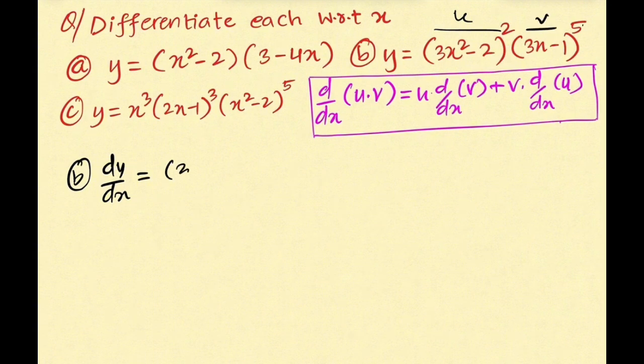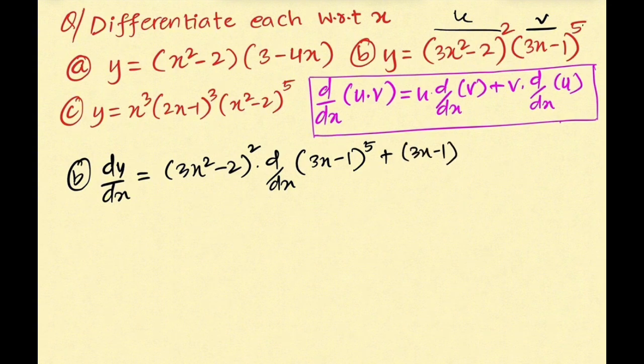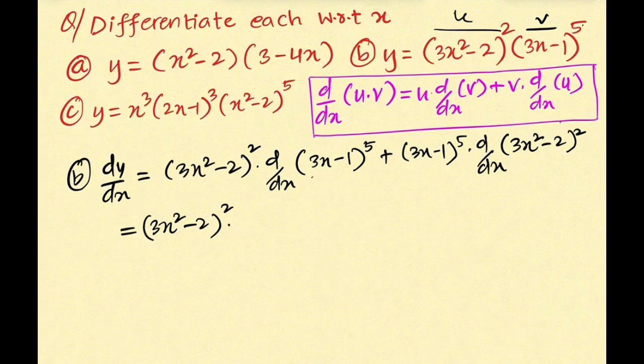So first we keep u as it is, that is 3x squared minus 2 whole square, and then we differentiate v, that is 3x minus 1 raised to 5. Now we keep v as it is, that is 3x minus 1 raised to 5, and then differentiate u, that is 3x squared minus 2 raised to 2. So it becomes 3x squared minus 2 whole square, and the differentiation of this one would be: bring exponent 5 in the front, write the same base, subtract 1 from the exponent, that is 5 minus 1 will be 4, and then you differentiate the base, that is 3x minus 1, and that is going to be 3, plus 3x minus 1 raised to 5.